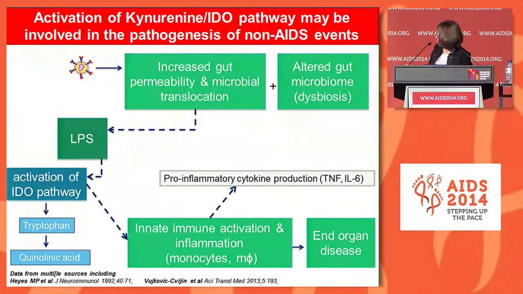Translocated LPS can also activate the kynurenine IDO pathway. That's usually responsible for converting tryptophan into the neurotoxic quinolinic acid. But activation of this IDO pathway can also result in innate immune activation and pro-inflammatory cytokine production. And to add to this, there's now a lot of evidence that an altered gut microbiome, meaning a change in the composition of the gut organisms, can also activate the IDO pathway and contribute to pro-inflammatory cytokine production.